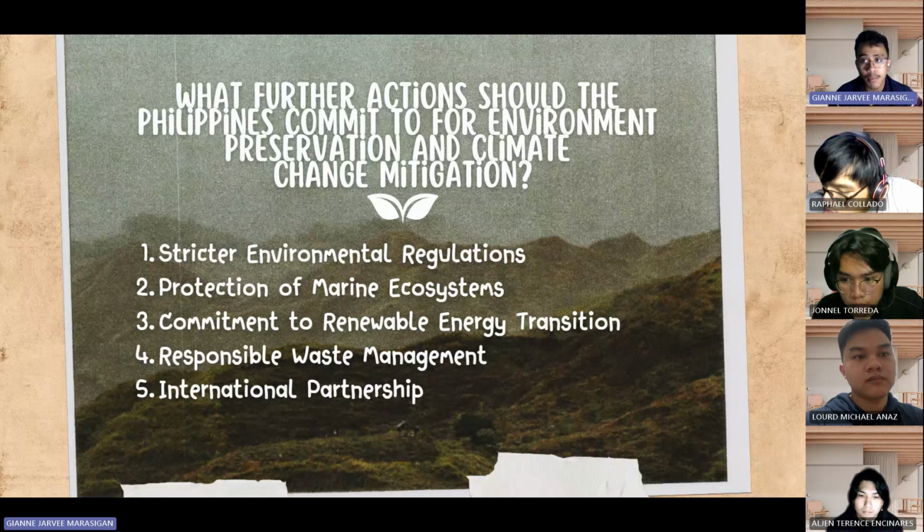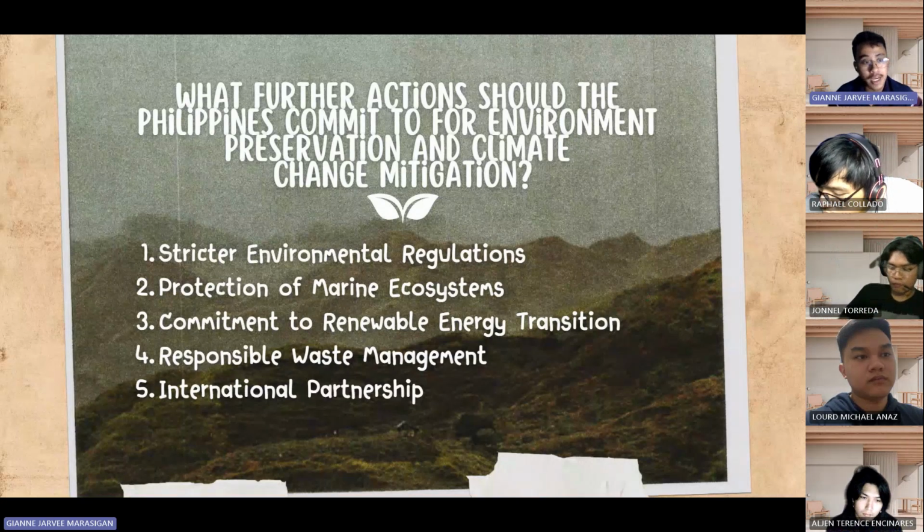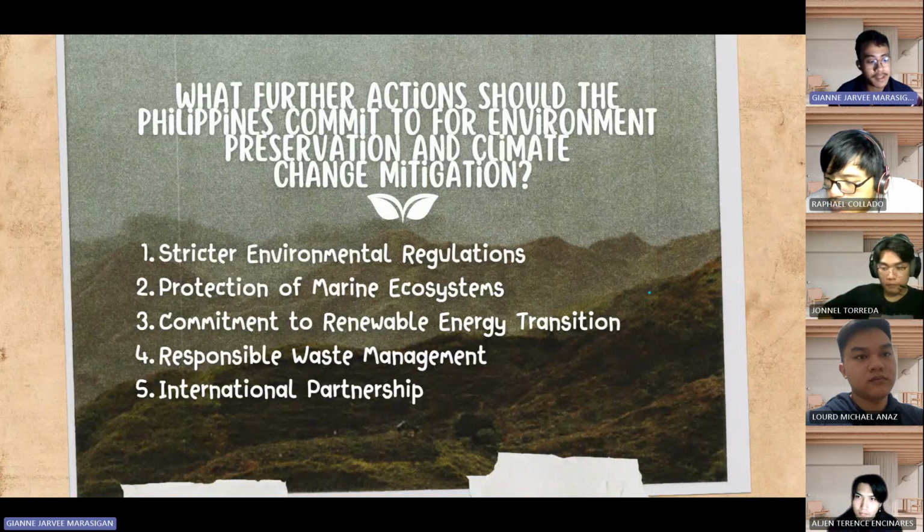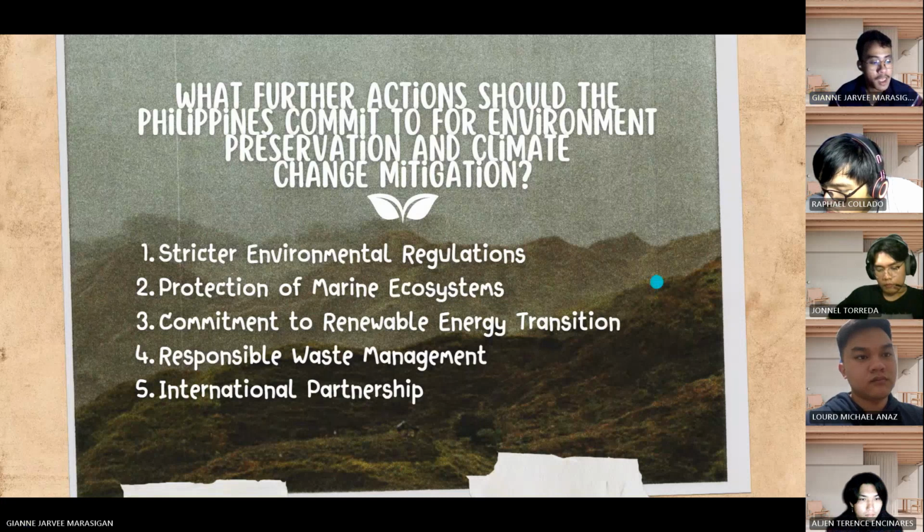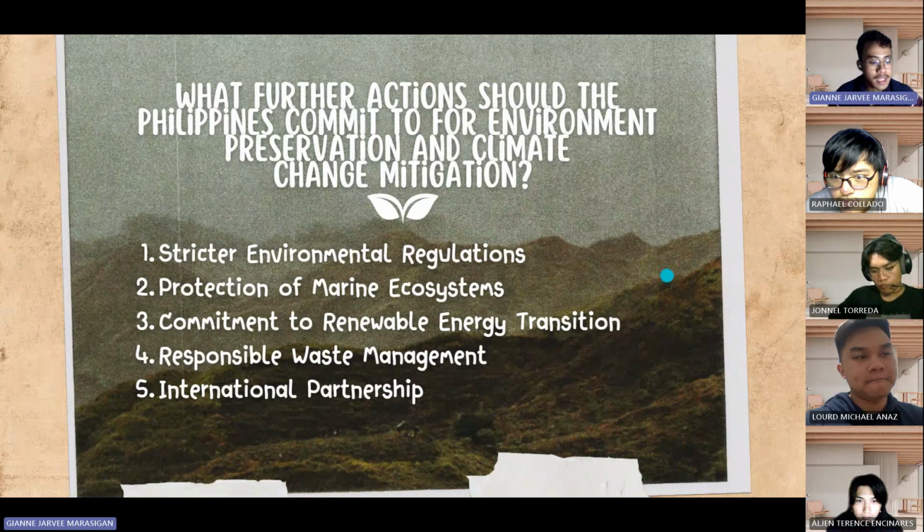Three, commitment to renewable energy transition. Solar, wind, and geothermal power shall be the primary energy source, given our geographical advantage, large land area, and accessibility of such resources and fuel. And four, responsible waste management. Waste disposal and segregation shall be made prominent in the country. The Philippine government shall also seize the importation of foreign waste as extra national revenue.